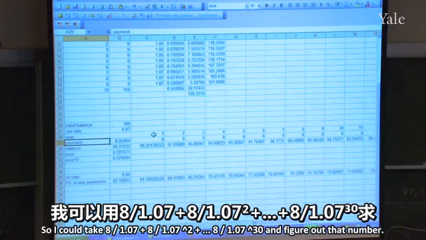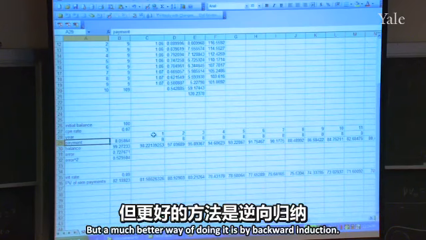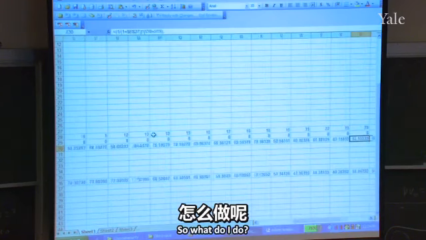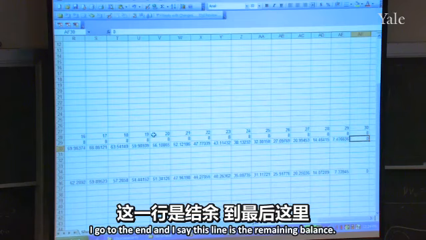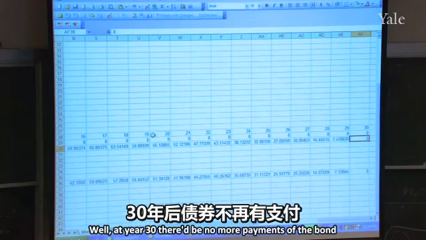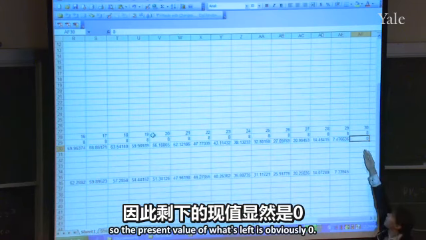So I could take 8 divided by 1.07 plus 8 divided by 1.07 squared plus all the way to 8 over 1.07 to the 30th power and figure out that number. But a much better way of doing it is by backward induction. So I go to the end and I say this line is the remaining balance. Well, at year 30, there will be no more payments of the bond. So the present value of what's left is obviously 0.